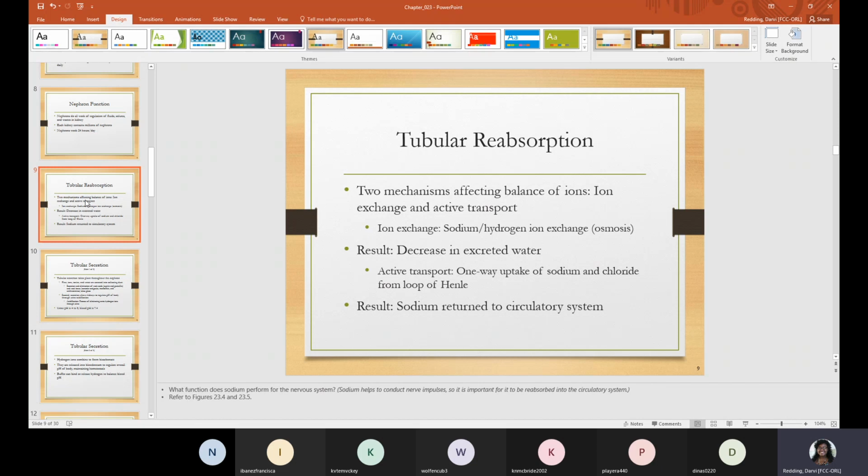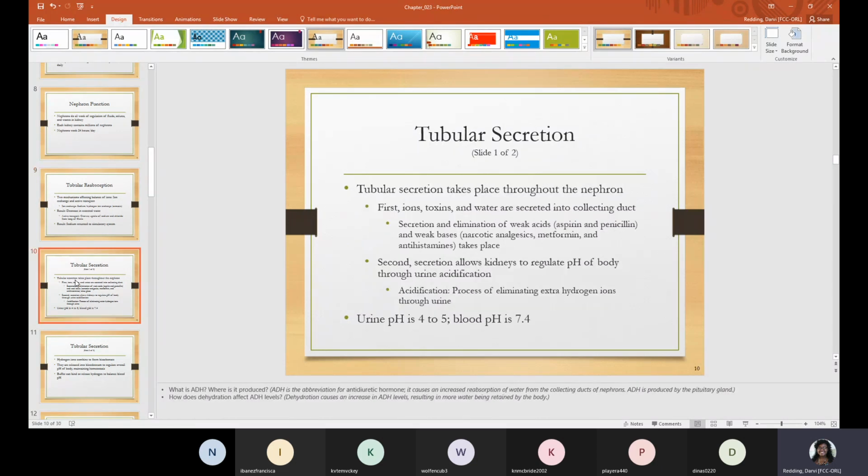With the active transport, it's a one-way uptake of sodium and chloride from the loop of Henle. That result can cause sodium to be returned to the circulatory system. The question might be, what function does sodium perform for the nervous system? Well, sodium helps to conduct nerve impulses, so it's important for it to be reabsorbed into the circulatory system. For a more visual aspect of this example, you can refer to figure 23.4 as well as 23.5.